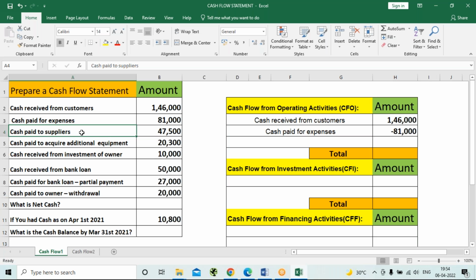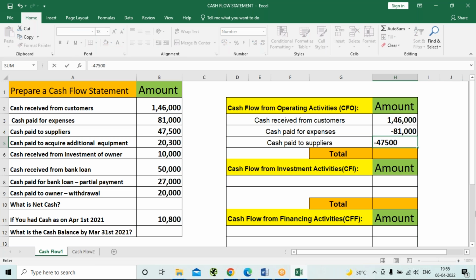Then cash paid to suppliers. So whether it is going to be operating or investment or financing activities. Operating activities. So again, it is an operating activity, and whether the value is positive or negative. Negative. Yes, because the money is going out of our hand. So 47,500 will be minus. So let me sum it up. Equals the sum of all these three values. So the value comes to 17,500, which is the cash flow from operating activities.